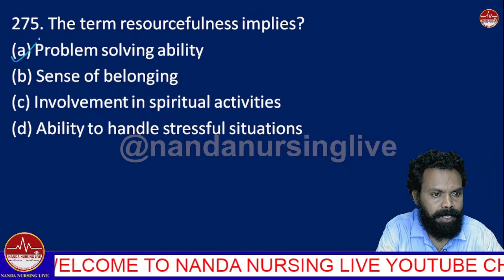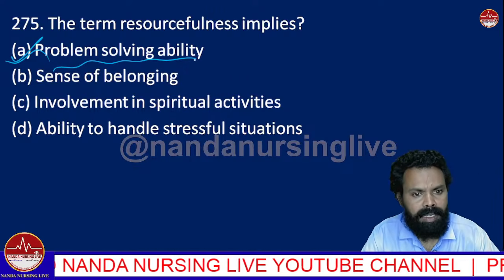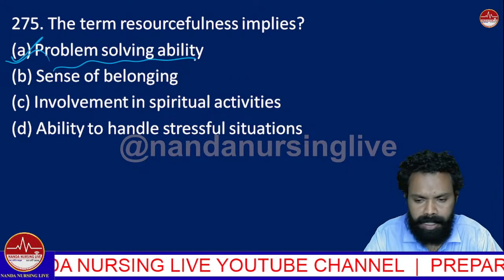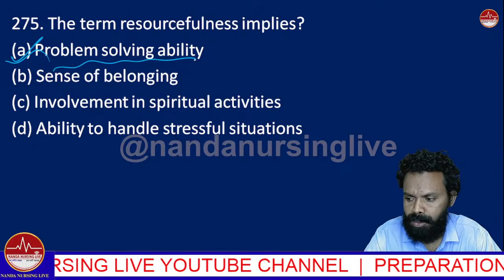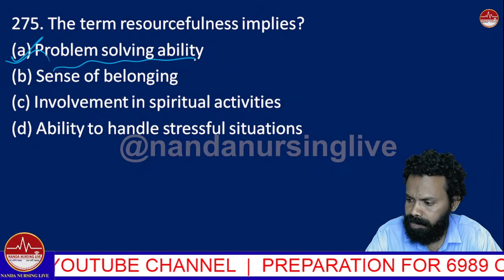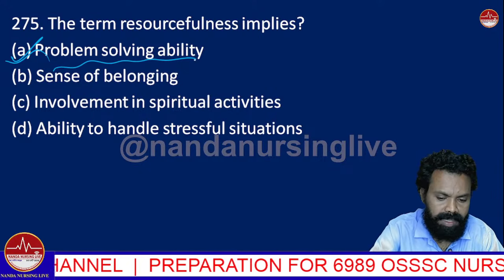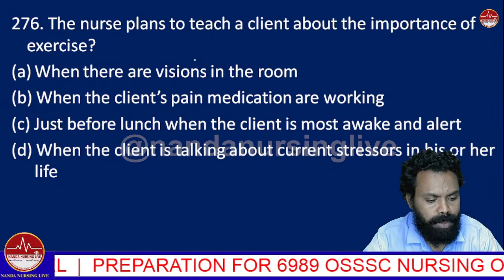So the correct answer is option A, problem solving ability. Resourcefulness is the ability to find clever and quick solutions to problems. So option A is the correct answer, beta. Next question, question number 276.